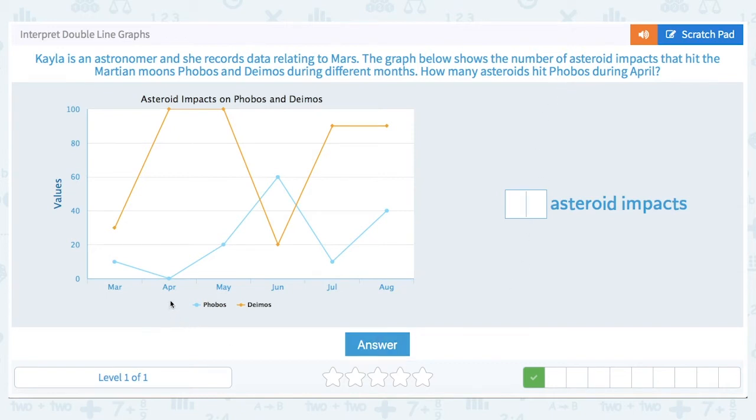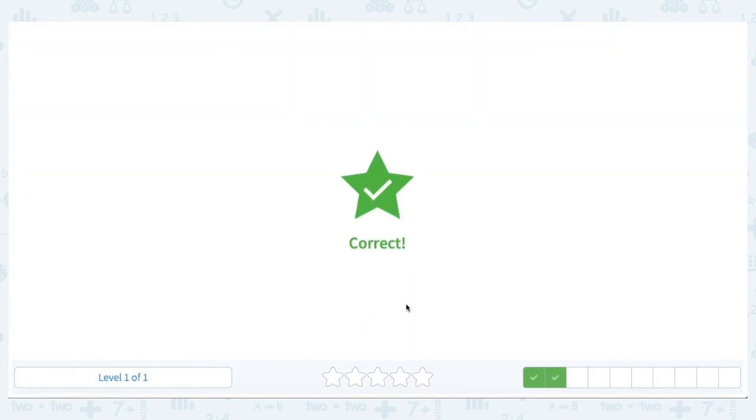It appears to me, if I go to April, it looks as though no asteroids hit it. Let's just hover over that dot. Yep, that is in fact 0. This is really helpful that we can hover over it, because that could have actually been 1 and it was just really close to that line. So that's a helpful little hint here: you don't have to just guess. When you hover over the dot, it will give you that exact value. So let's say that there were 0 asteroid impacts in April.